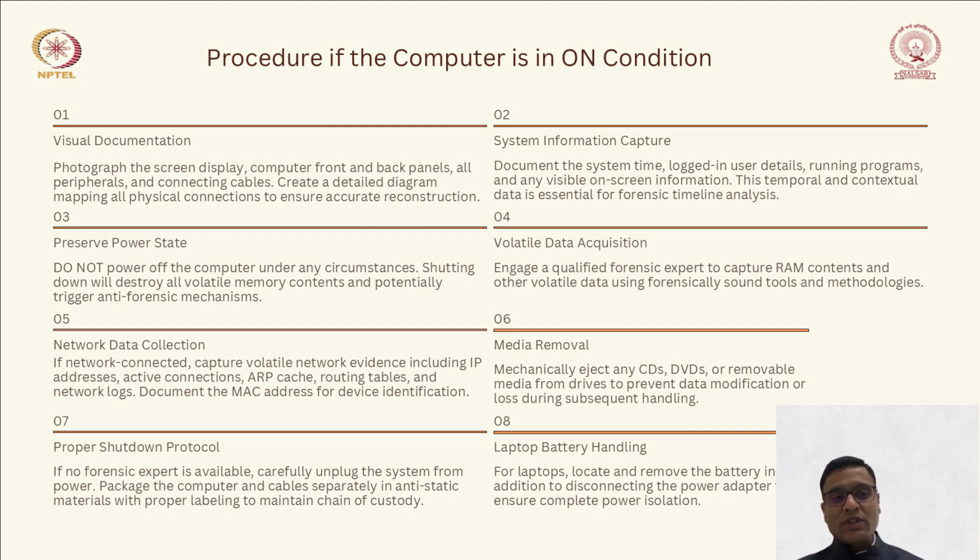Then the third step is to preserve the power state, which can be on, off, or shutdown mode. Based on this power state, I try to preserve it, and then I do my data acquisition, which can be in a sequential form. If it is on, I go with the volatile data acquisition first. Then I also collect the network data, wherein IP numbers, the ARP cache, the routing tables, etc., are collected. The MAC data is also collected. Then there are removable media, like DVDs, CDs, pen drives, and other things which can be removed and then stored.